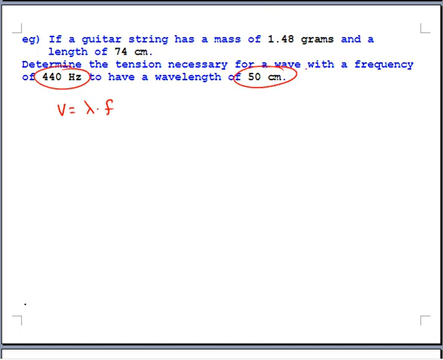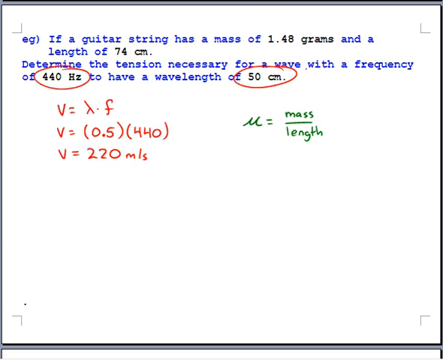So the first thing we might want to do is figure out, using 440 hertz, that's a frequency. We've got a wavelength of 50 centimeters. Gotta watch those units. Let's see if we can turn that into a velocity. So the wavelength, 50 centimeters, is half a meter times 440. Means in this guitar string, we have waves traveling at 220 meters per second.